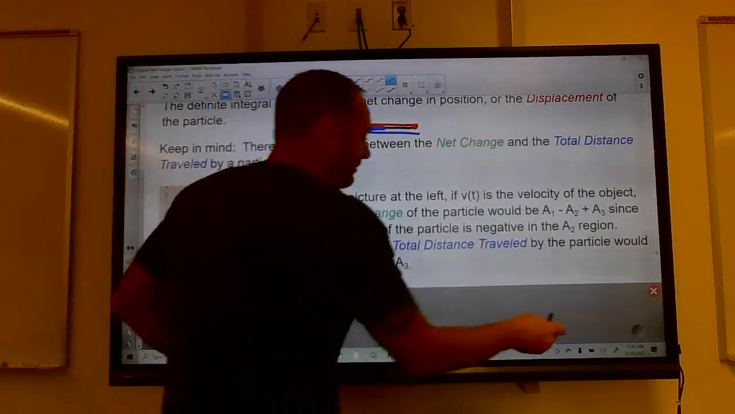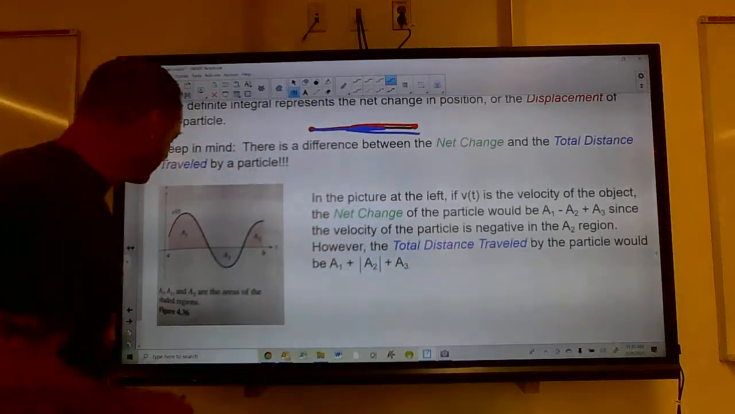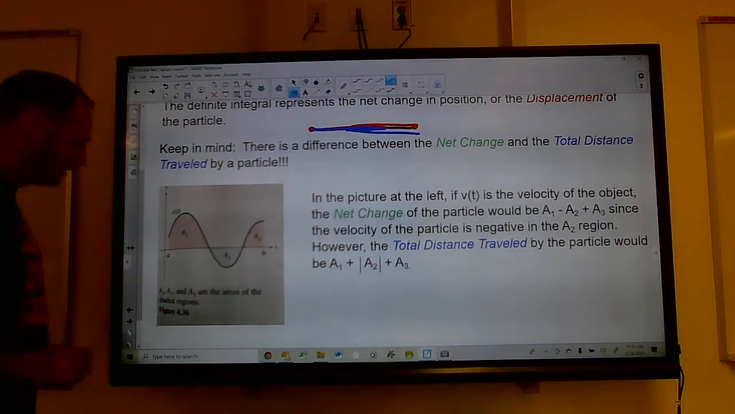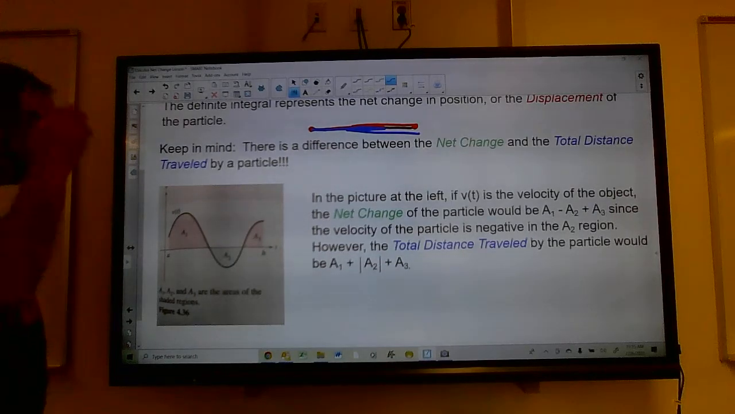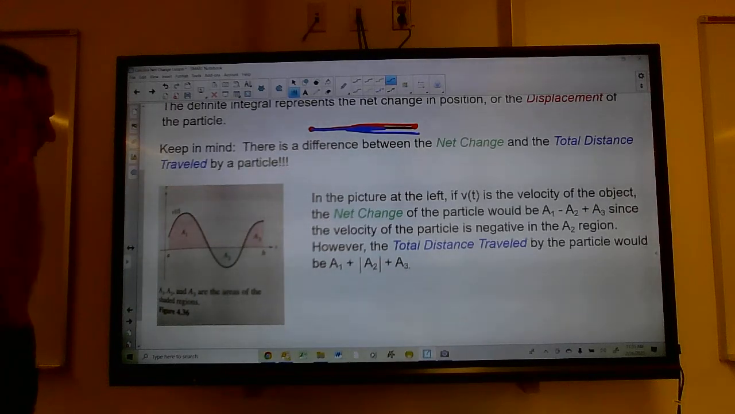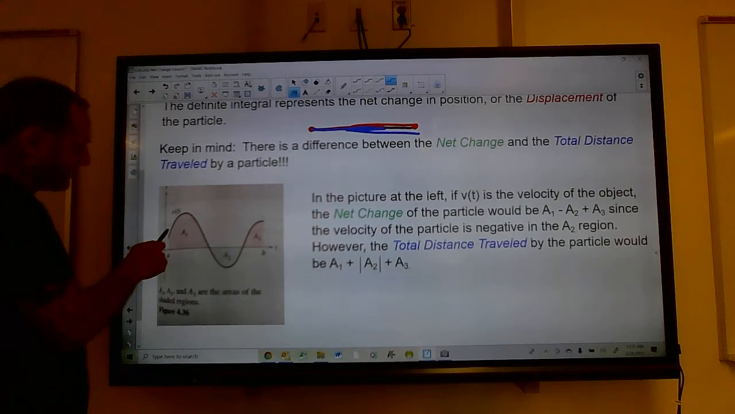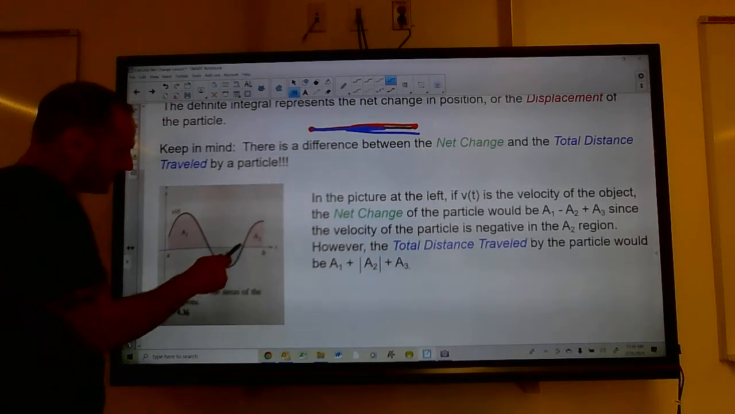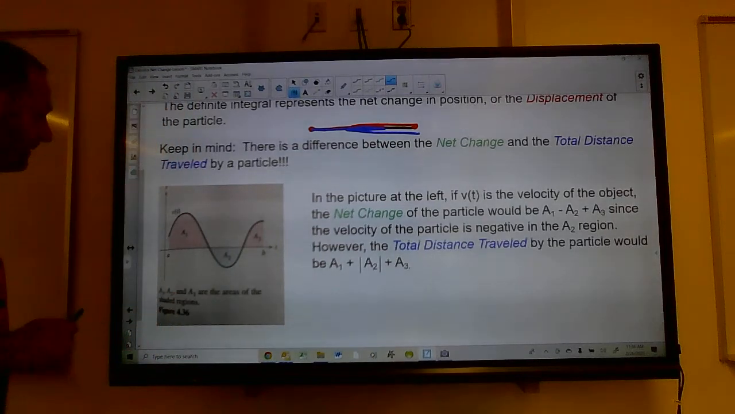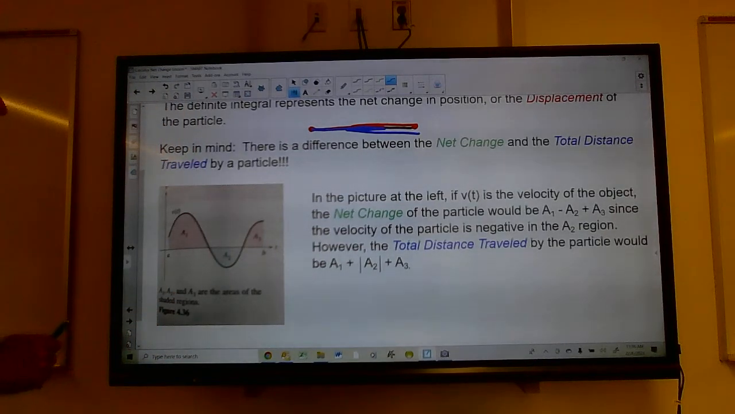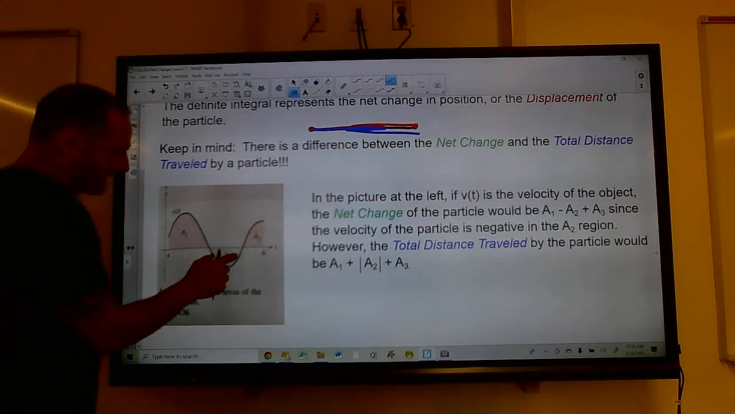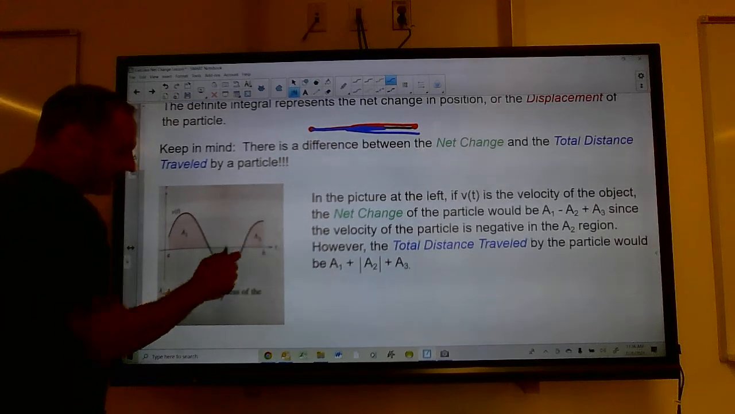Okay, so for example, let's say this was a position function right here. Okay? So this has a positive velocity, and then it has a negative velocity, and then it has a positive velocity. So if I wanted to find the net change, I would take the integral of this, I would subtract the integral of this area, and add the integral of that.